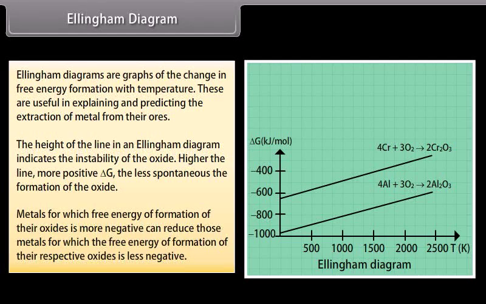Metals for which free energy of formation of their oxides is more negative can reduce those metals for which the free energy of formation of their respective oxides is less negative.